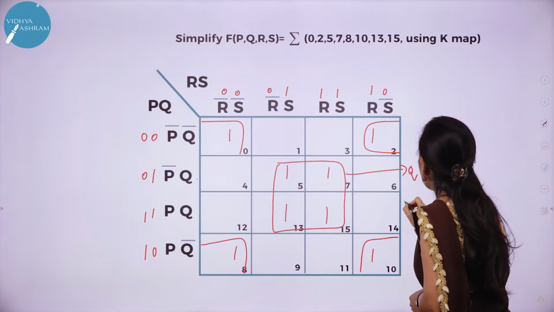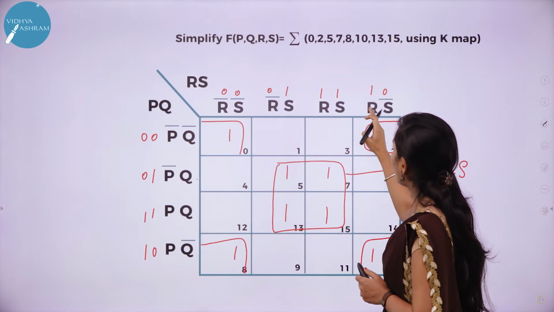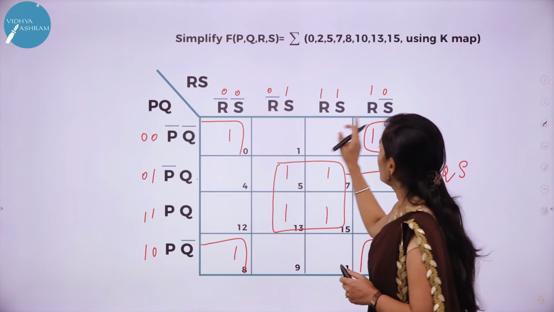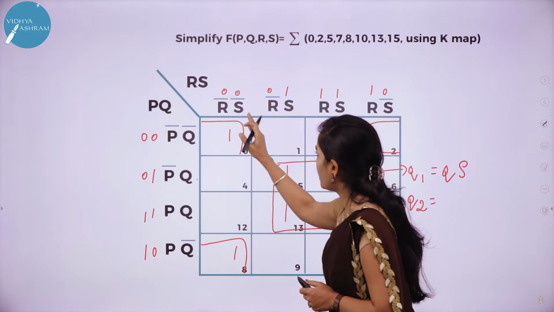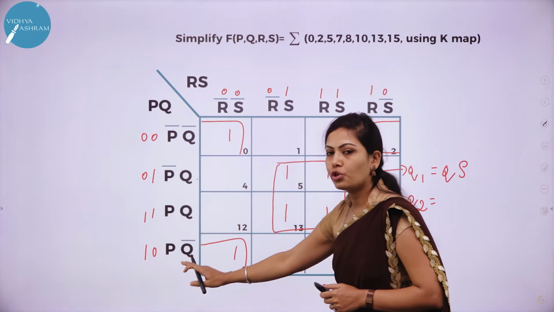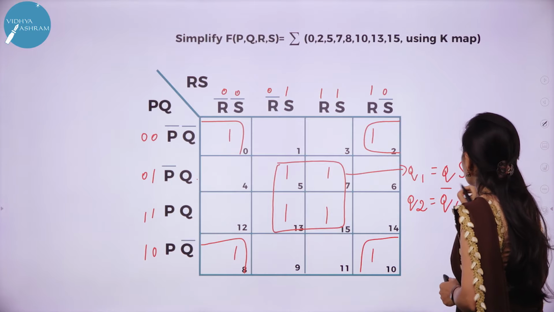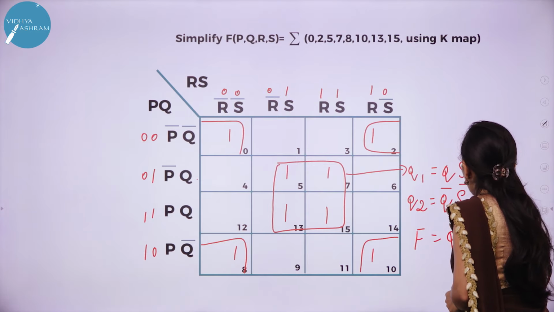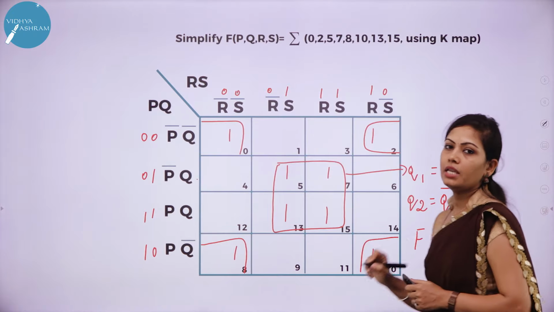In the second quad we'll get P bar Q bar R bar S bar and P bar Q bar R S bar. R and R bar will give 1. So the common factor is S bar. Again P Q bar R bar S bar, P Q bar R S bar. So here we'll get Q bar is a common factor. So Q bar S bar. So the final expression is F is equal to QS plus Q bar S bar.